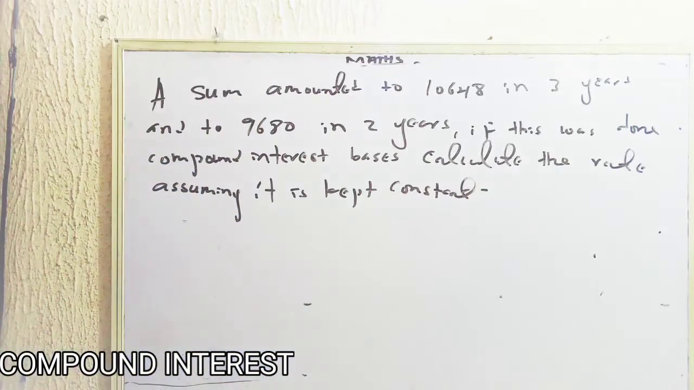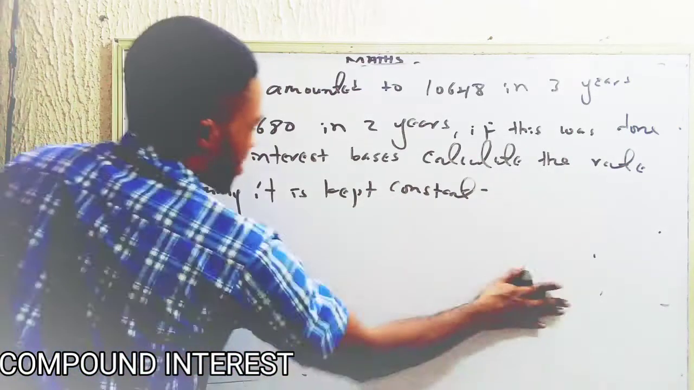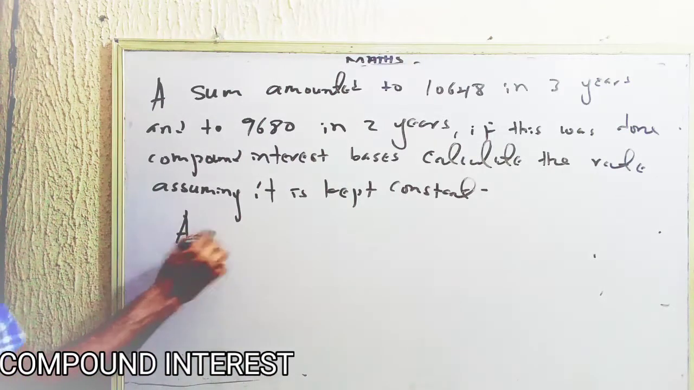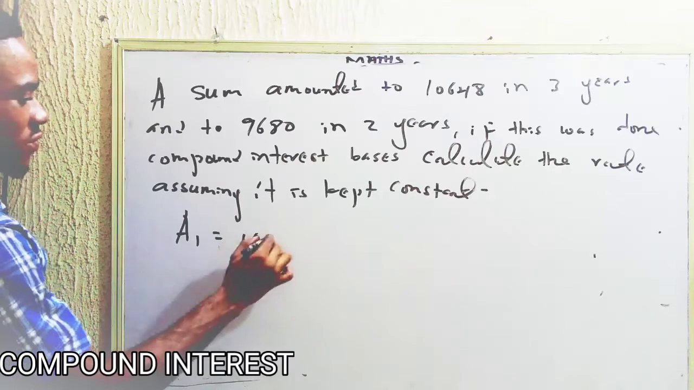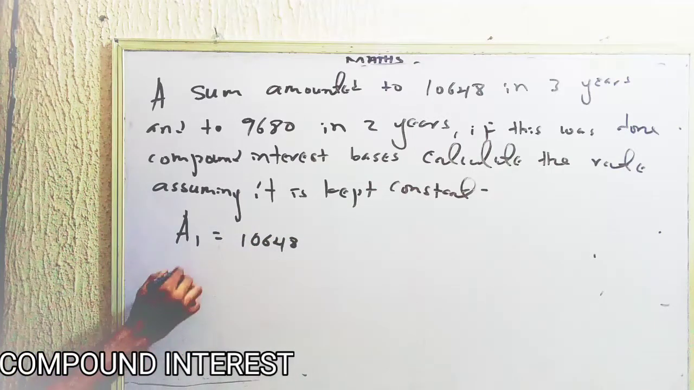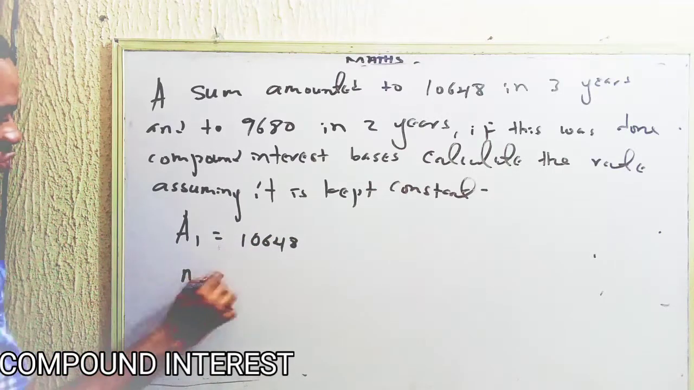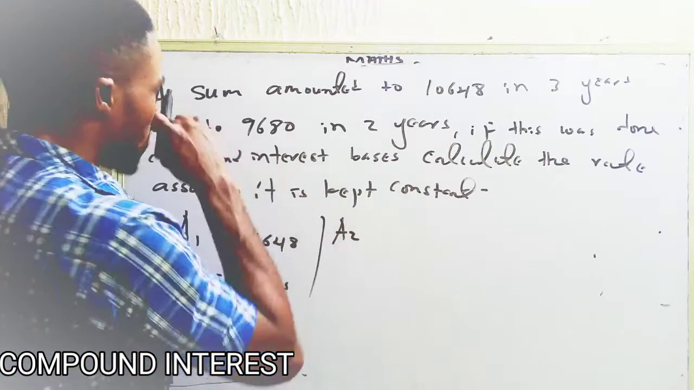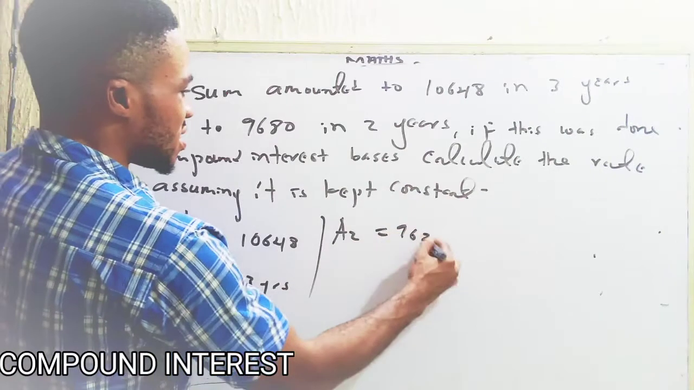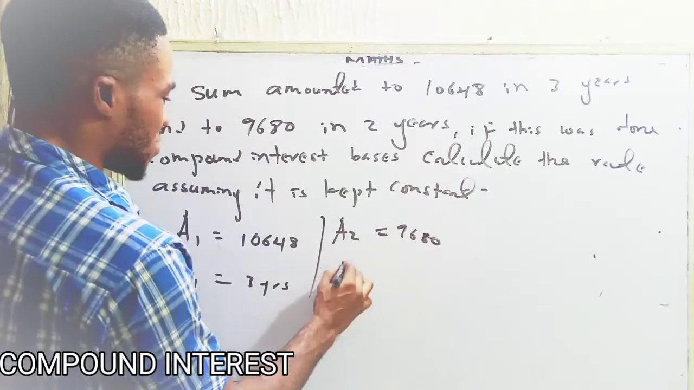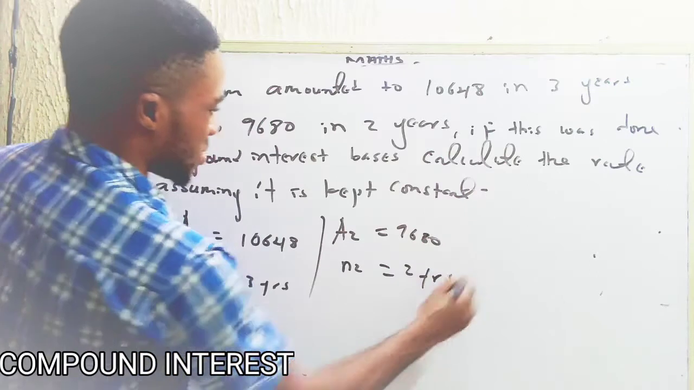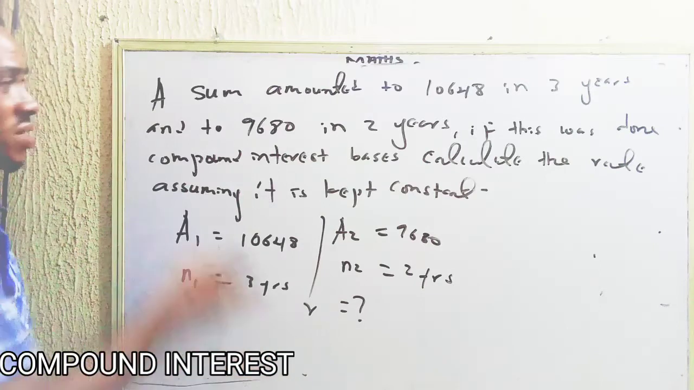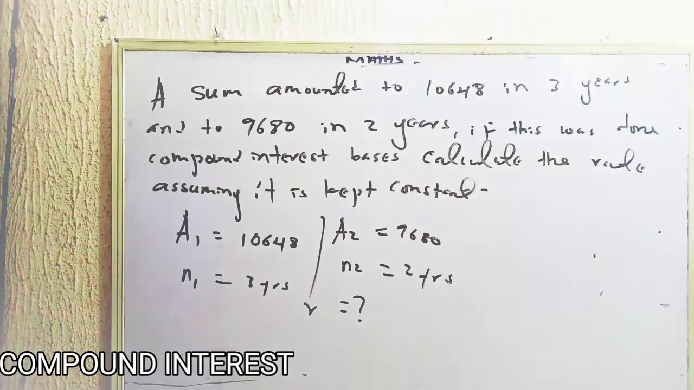Now, to find the rate assuming it's kept constant. Now, they said a certain sum, which is a principal. The first amount given to me there is what? 10648. The time interval, which is N1, is what? 3 years. Then the second amount given to me is what? 9680. The time interval, which is N2, is what? 2 years. And I'm looking for the rate that was kept constant between them. The same rate was used in giving out that money.